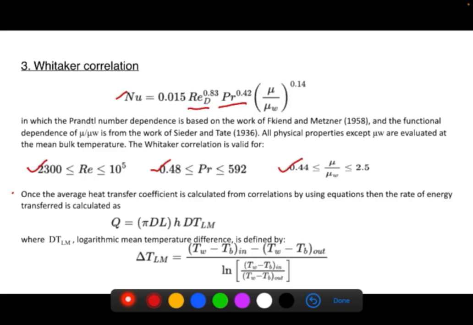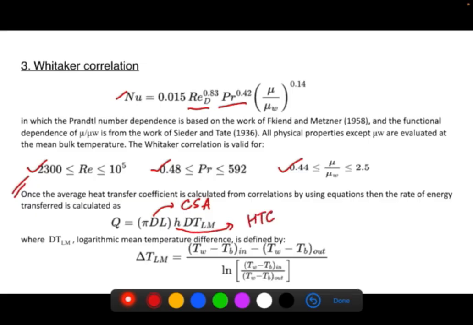Now, calculation of heat transfer rate. Once the average heat transfer coefficient is calculated from correlation by using equations, then the rate of energy transferred can be calculated using Q equals to pi D L h delta T_LM. Pi D L is the surface area of the circular pipe.